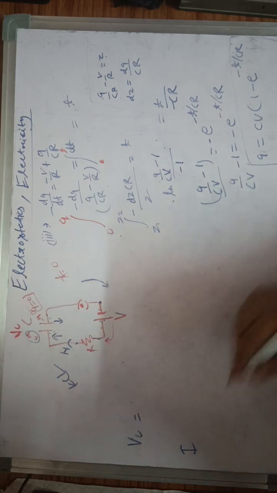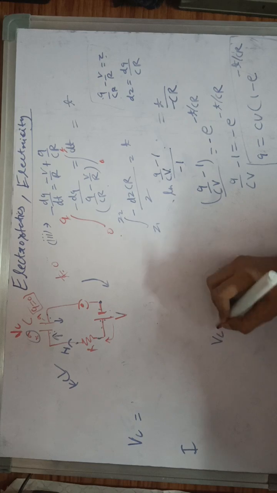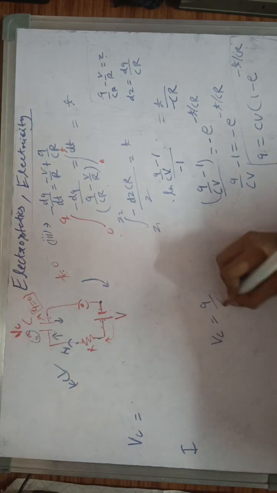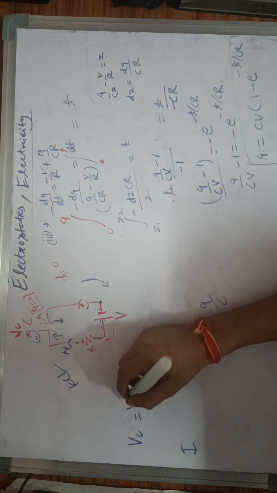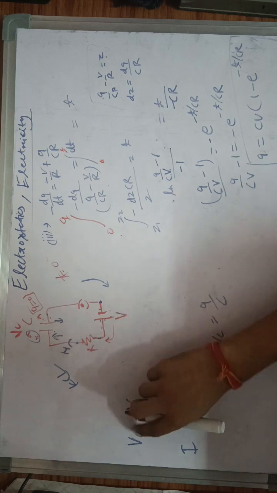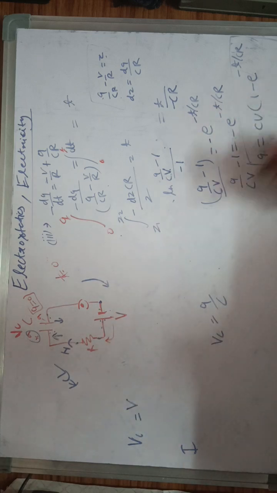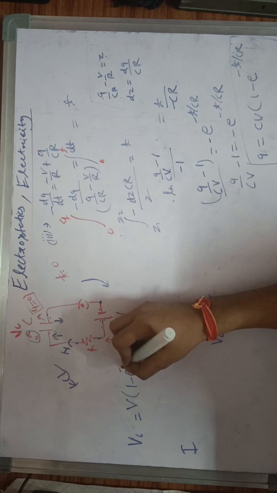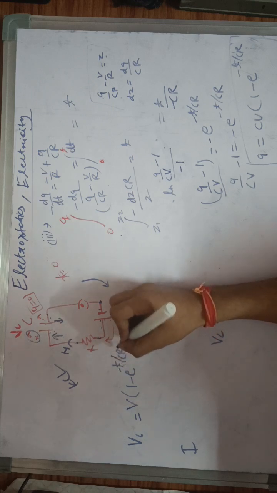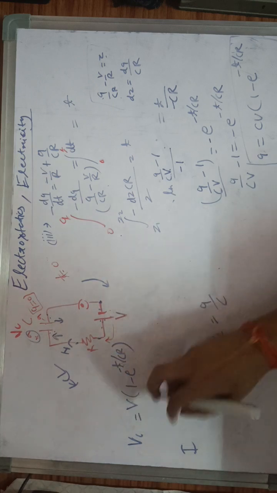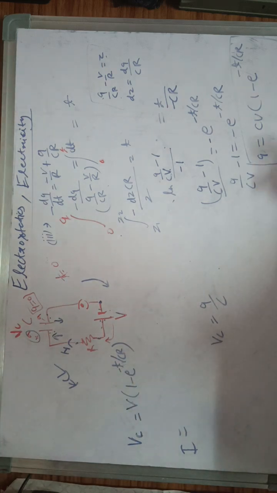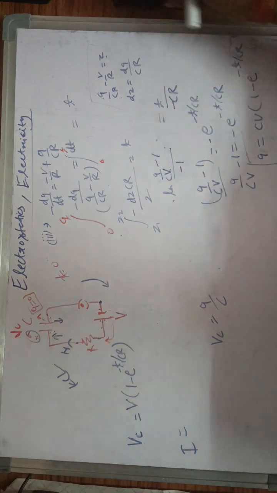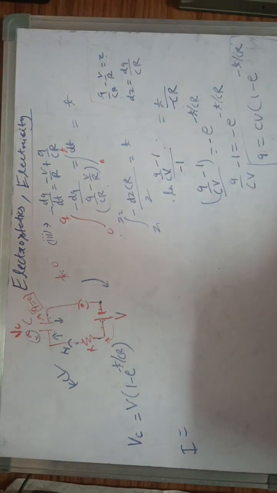VC is simply equal to, we know that VC is equal to Q by C. So simply this Q, we will divide it by capacitance and we will get the value of VC. VC is equal to V, C gets cancelled, V bracket 1 minus e to the power minus t divided by CR. So this becomes the equation of potential difference across the capacitor, and this I will be equal to dq over dt.